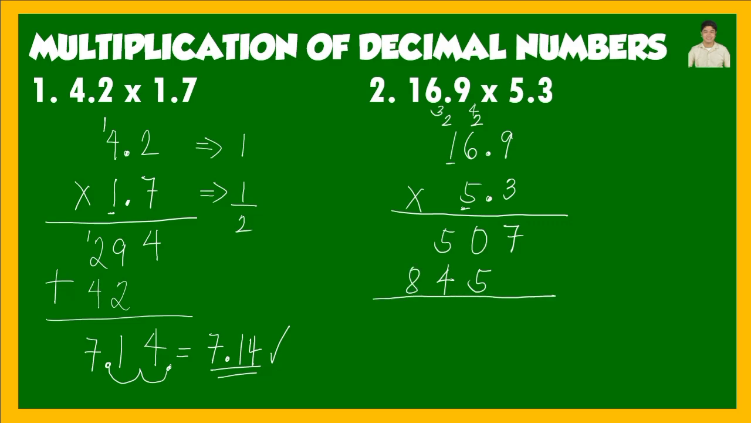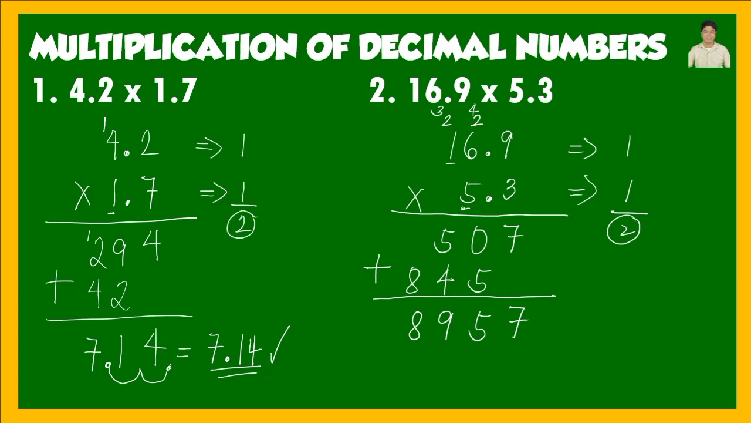And then, we add. So, bring down 7. And then, 0 plus 5, we have 5. 5 plus 4, we have 9. And then, bring down 8. And then, yung decimal places natin, dito sa 16.9, isa. Sa 5.3 naman, isa din. So, meron tayong dalawa.